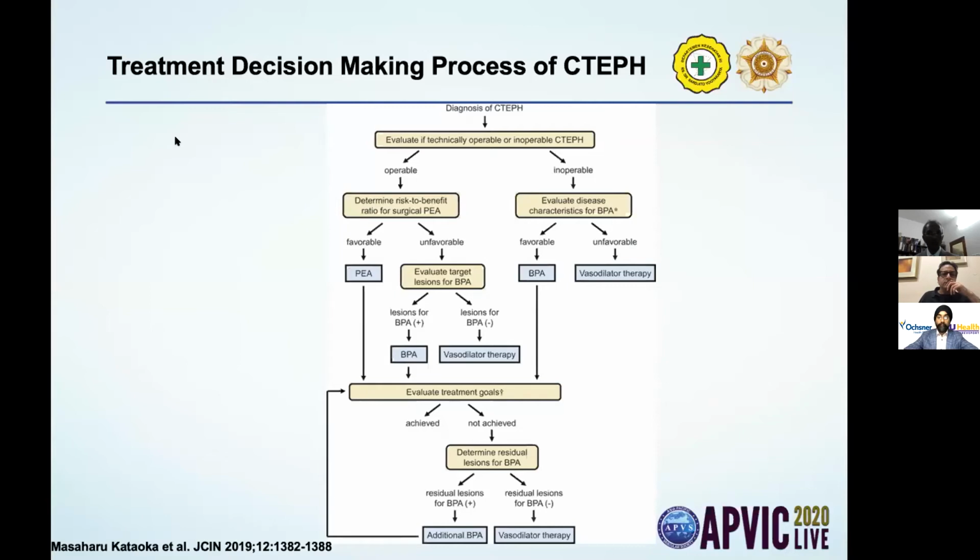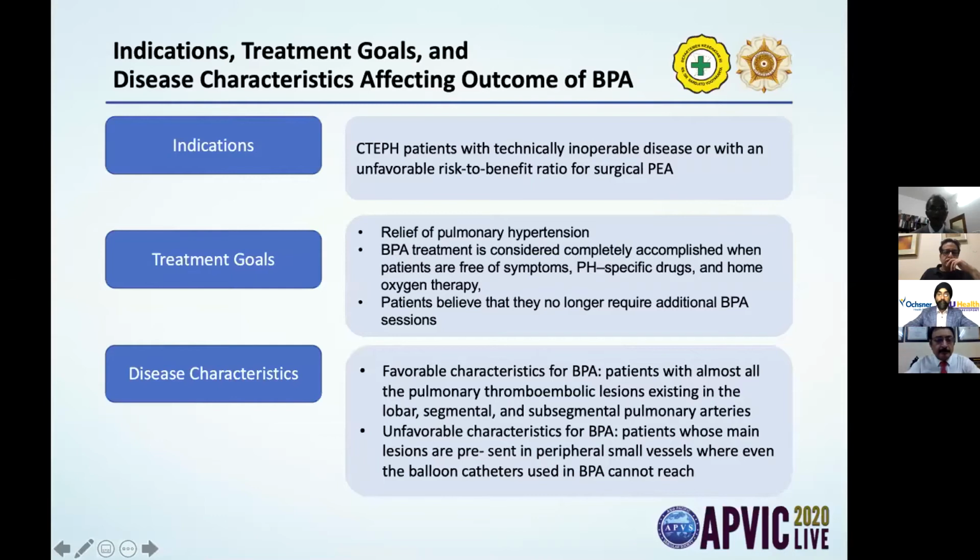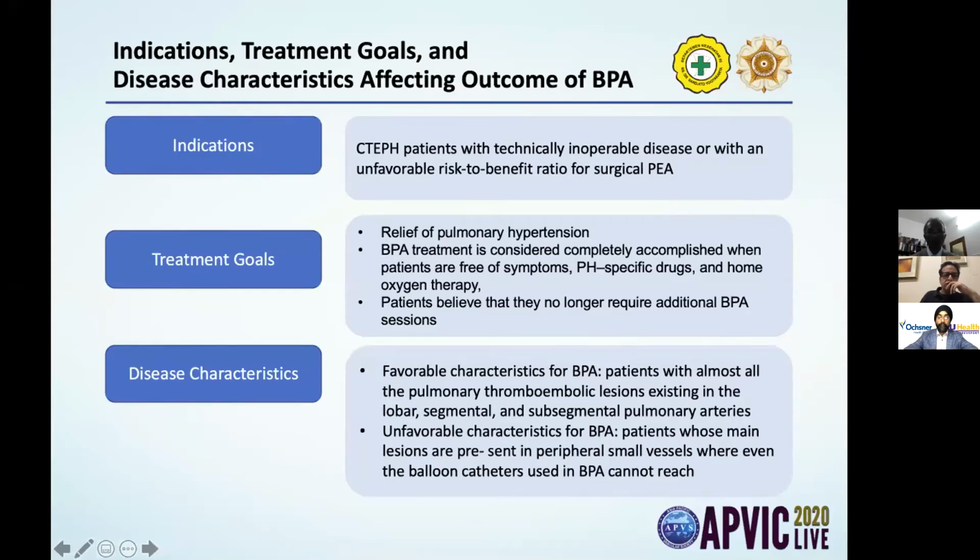So basically, several factors will affect the outcome of BPA. The first is indication, and the second is treatment goals. The treatment goal for BPA is to relieve pulmonary hypertension, and it is considered complete when the patients are free of symptoms, free of PH-specific drugs, and free of home oxygen therapy, and the patients believe that they no longer require additional BPA sessions. And we have to determine the disease characteristics, whether it's favorable or unfavorable.